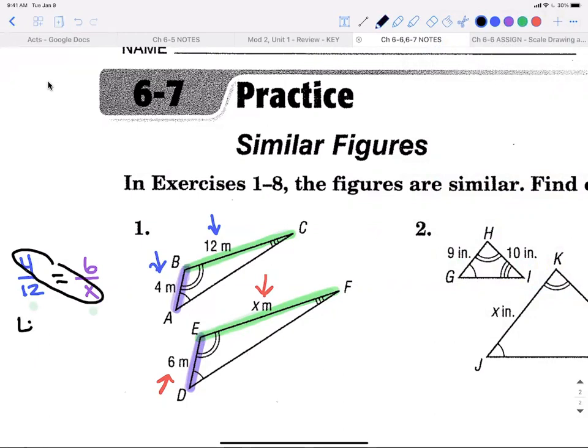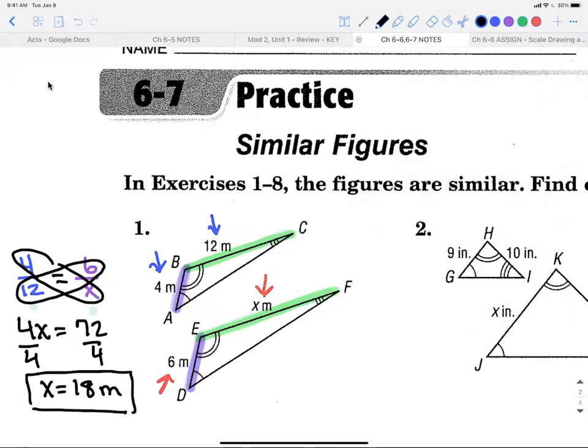4 times X is 4X. 12 times 6 is 72. Divide by 4 and divide by 4, and we get X equals 18. And then how would we label this particular one? Yeah, M. You always want to look to your shapes to know how to label them. So my answer for the missing side of the triangle is 18 meters.